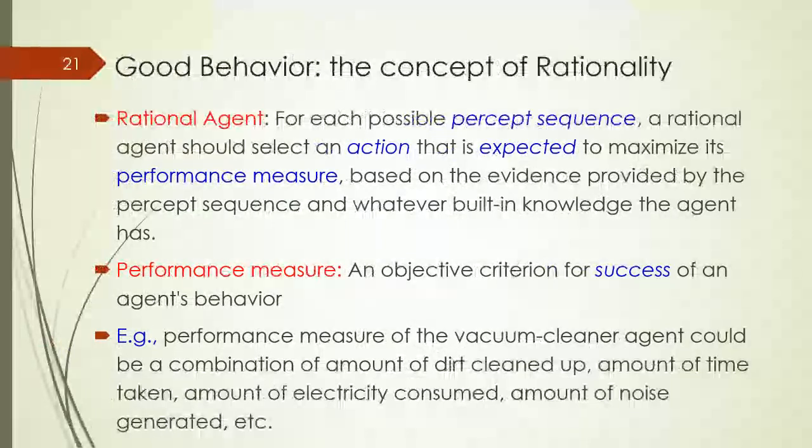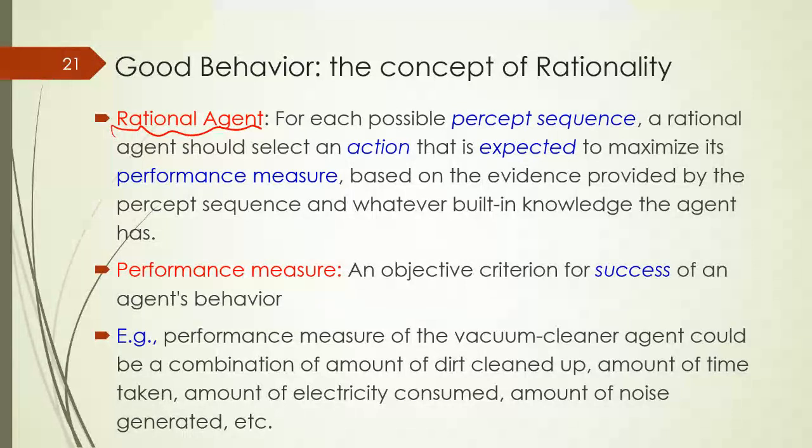Rational agent: for each possible percept sequence, a rational agent should select an action that is expected to maximize its performance, based on the evidence provided by the percept sequence and whatever built-in knowledge the agent has. So maximizing performance is another concept. This is a better definition now.